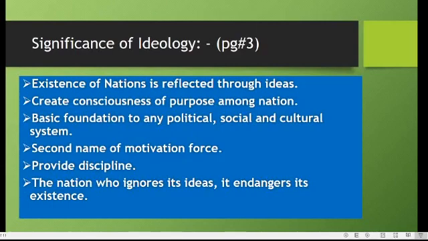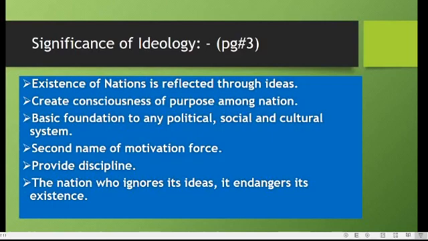Next is that ideology creates consciousness of purpose among the nation. Ideology basically gives you purpose. We formed an independent state, but this was not the only purpose. The survival of Pakistan was another big purpose, and it is still prevailing among us. Whenever there comes any question on our credibility or sovereignty, or any kind of threat to our sovereignty, the whole nation unites together to protect ourselves. Why is that? Because this is our ideology. We create this consciousness because now you are free and you have to protect this freedom, because without freedom, this state does not exist.